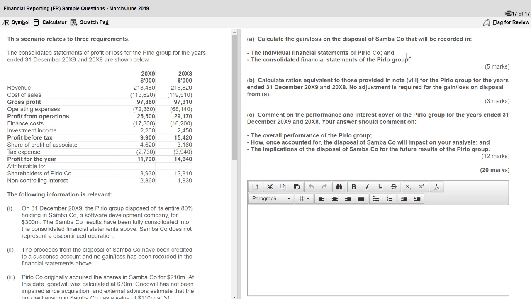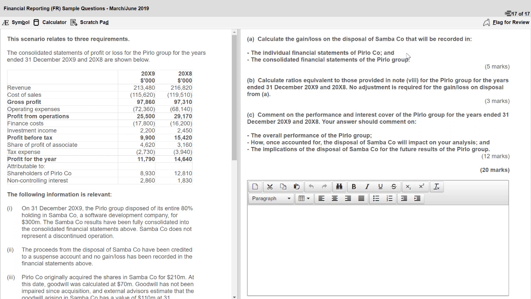But within the group account, remember, we are looking at the substance of that transaction. And the substance of the transaction there is that we have received some money on the disposal of a subsidiary. And when we dispose of that subsidiary, we are disposing of its net assets and the goodwill.